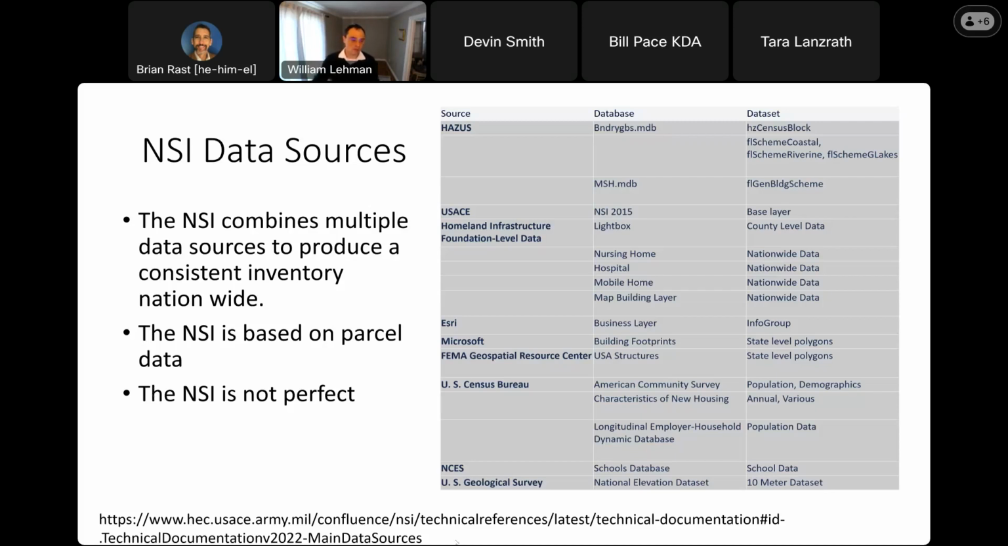If you want to see more about the process for building the National Structure Inventory, I've included the link below. I'll share these slides later.